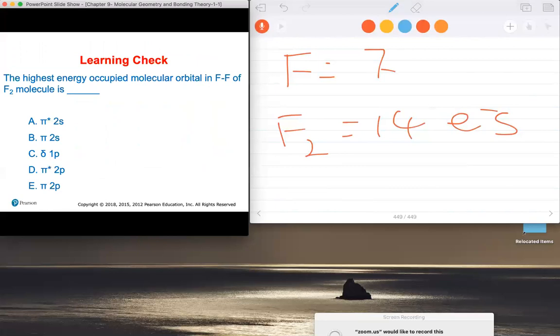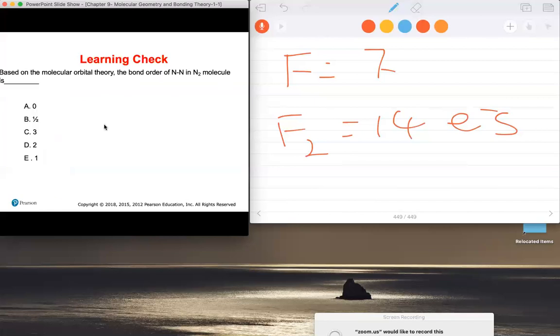Any question on molecular orbital? Any question on molecular orbital? I know you can do that. Please read on the relevant section so that when you are asked about the molecular orbital, you should be able to look at that.